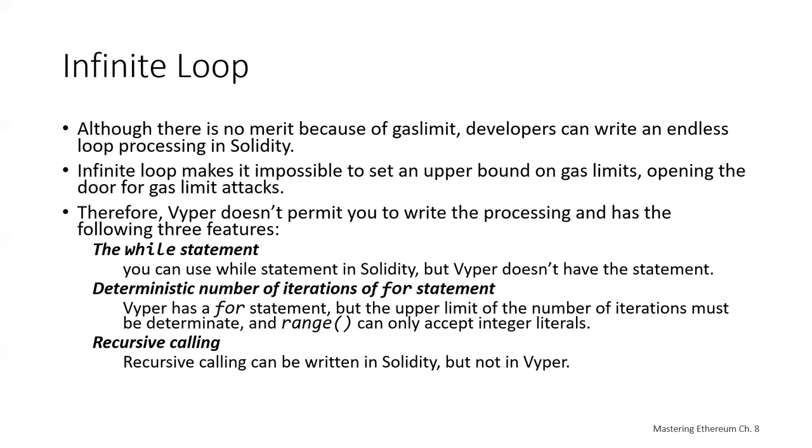In Vyper, the upper limit on the number of iterations has to be determined, and you can't put a variable into the range, you have to have an integer literal in there. So for example, you might define your for statement as 10 iterations and you then know you're going to go through that for loop 10 times. You can't just say, so long as i is less than a variable number, you'll keep on going through the for loop, because that would not be deterministic.